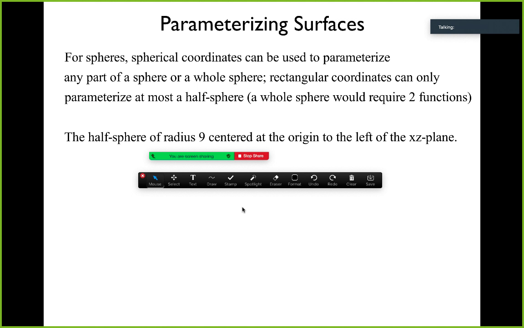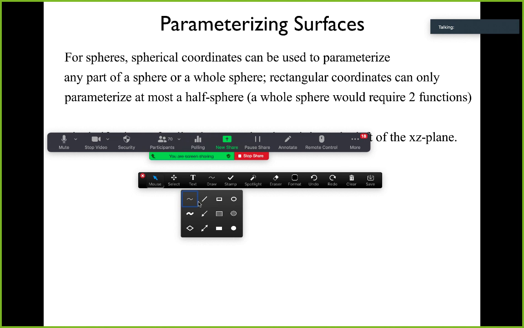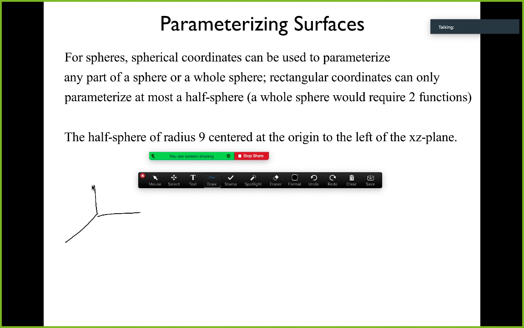And so we want a half sphere of radius 9 centered at the origin. We want to parameterize this surface, which looks like this basically. Radius 9.